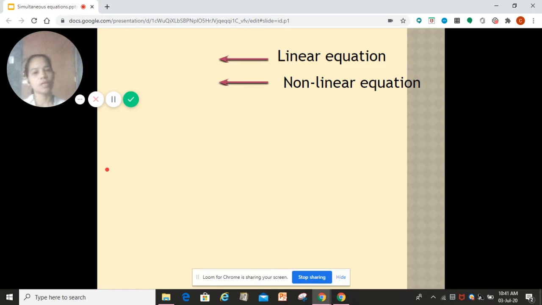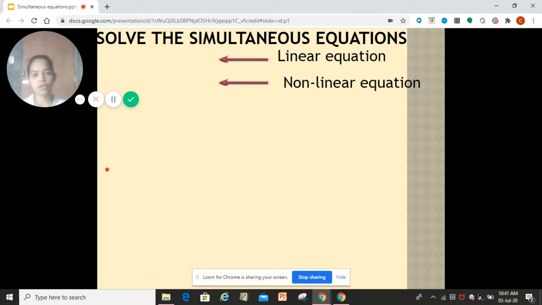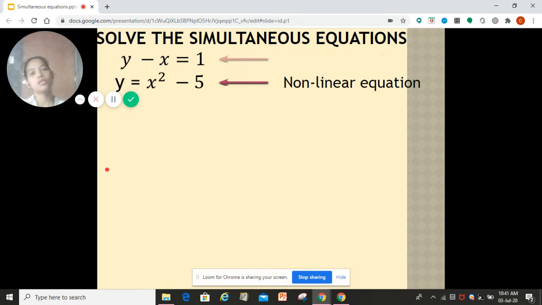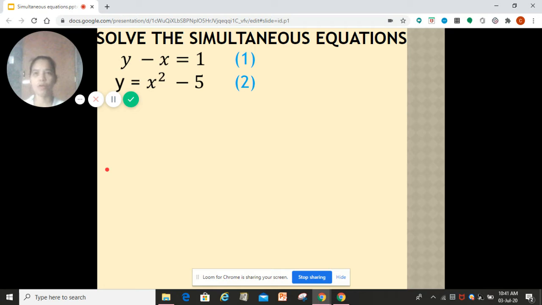This is where we apply solving the simultaneous equations. It's a must that you identify which of the two equations is your linear equation and which is your nonlinear equation. In this case, our first equation, y minus x equals 1, is the linear equation. The other one is the nonlinear equation. In solving, it's important that you rename the equations as equation 1 and equation 2. There, it's easier to remember.